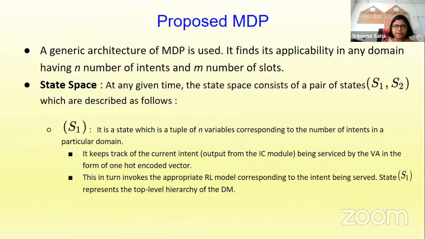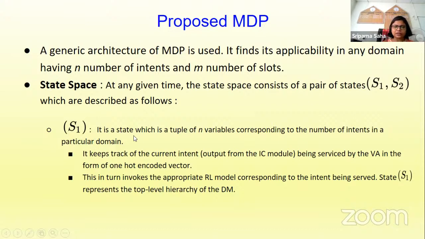Here you can see that this is a Markov decision process, as I mentioned earlier. It finds its applicability in any domain having n number of intents and m number of slots. So this is a very generic framework. It can be applied to any domain where we have to solve multiple intents simultaneously. At a given time, the state space has two components, S1 and S2. S1 is a tuple of n variables corresponding to the number of intents in a particular domain. It keeps track of the current intent output from the IC module being serviced by the VA, in the form of a one-hot encoded vector.